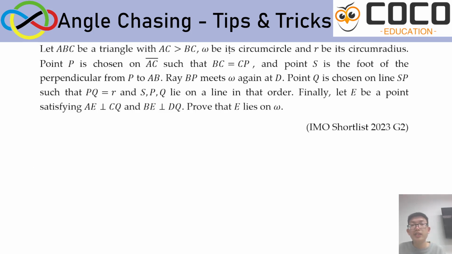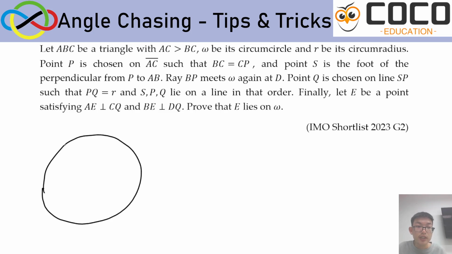If AC is greater than BC, omega is the circumcircle, R is the circumradius. I'm going to approximate how this would normally look if we were to just draw a diagram freehand. It may look something like this. Got C here. This is the circumcircle omega, R is the circumradius, P is chosen on AC such that BC equals CP. S is the foot of the perpendicular from P to AB.